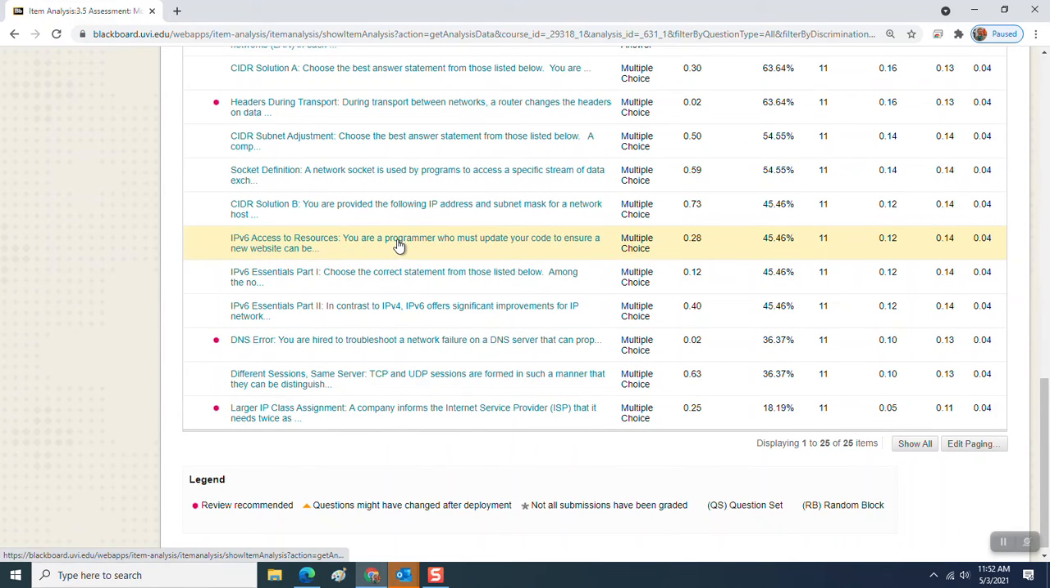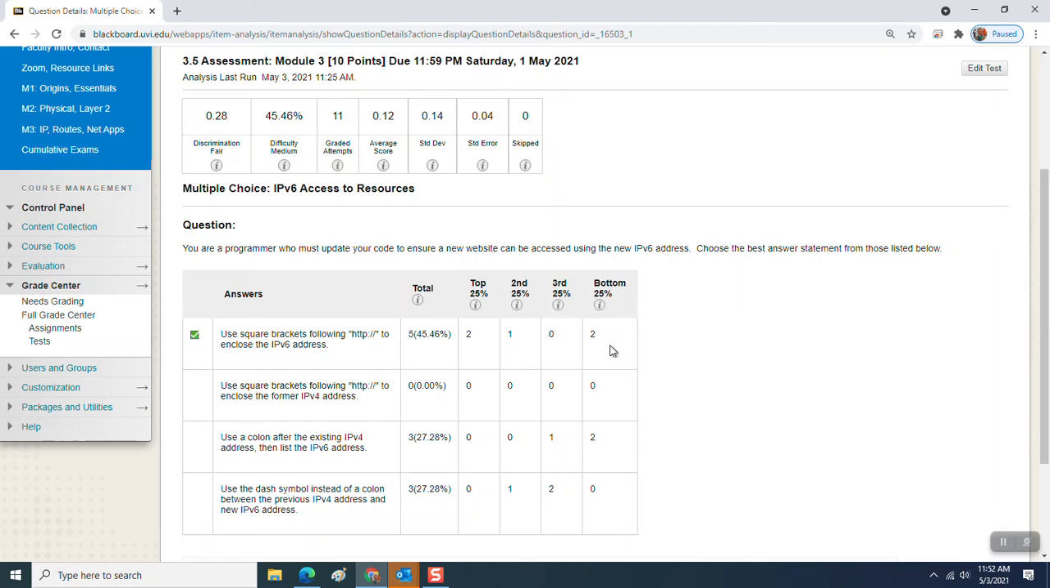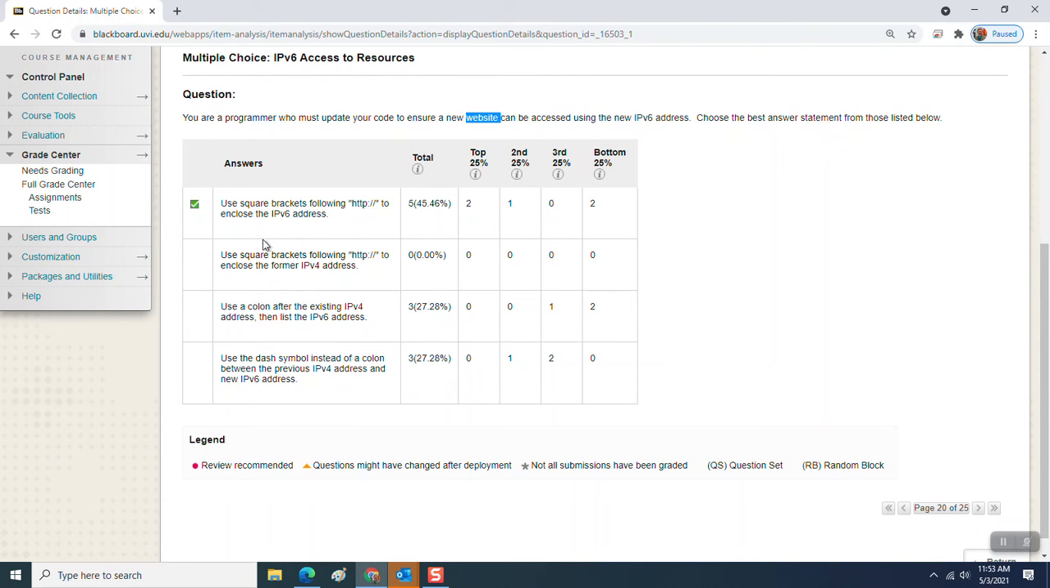IPv6 access to resources. You are a programmer who must update your code to ensure a new website can be accessed using the IPv6 address. Choose the best answer statement from those listed below. So you may have cases where people are still operating with IPv4, but the web server itself is IPv6. The code needs to use square brackets following the HTTP colon to enclose the IPv6 address. It's just that simple. These other answers are bogus.